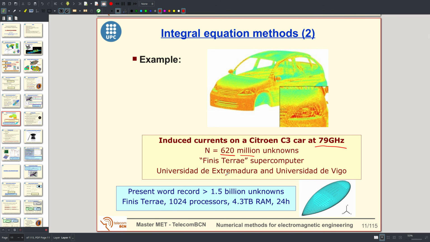But for canonical objects like spheres, or this object here, which is a well-known benchmark, it has been possible to solve 1.5 billion unknowns, which is presently, as far as I know, the world record. It has been computed in a supercomputer with 1,000 processors and 4 terabytes of RAM memory.